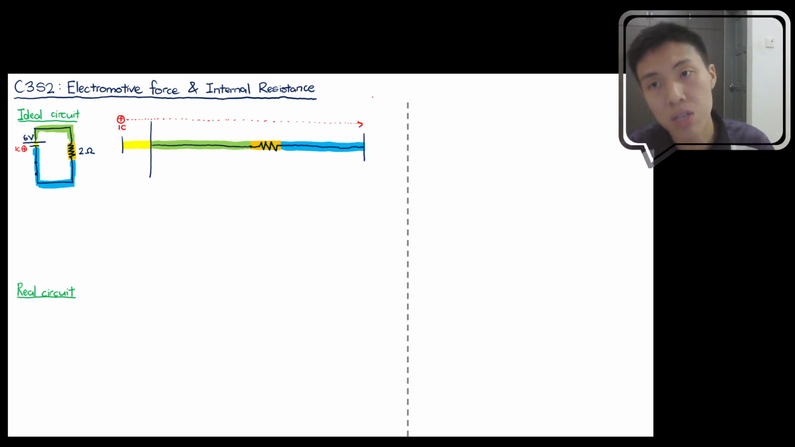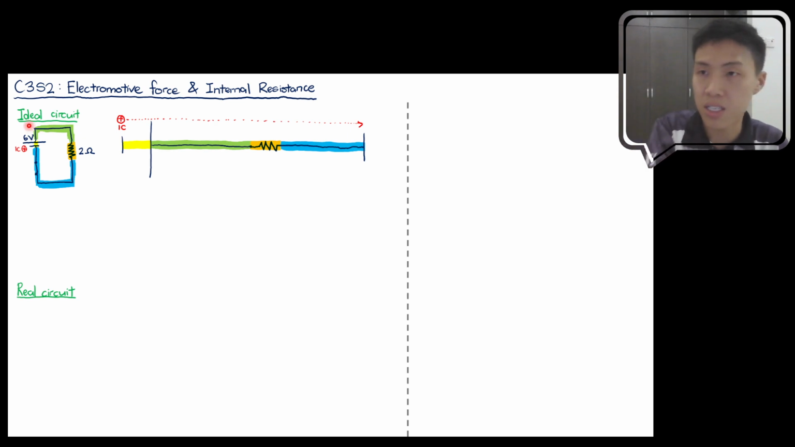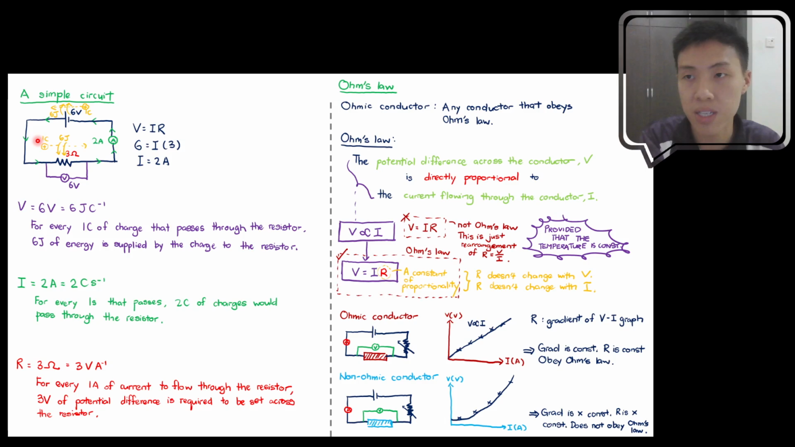So this is a journey went through by 1 coulomb of charge, and let's try to study the amount of energy exchanges that happen throughout the journey. We know that this is a 6-volt battery. Based on our understanding, a volt is joule per coulomb. That means that if I have a 6-volt potential difference, when 1 coulomb of charge passes through it, it will involve a 6 joule energy exchange.